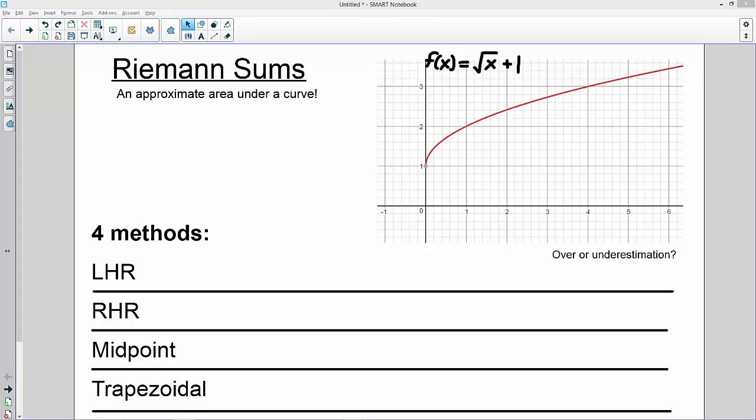So let's start with this easy function. I'm picking this function because we can really find the area under this curve exactly, and then we'll compare our approximate methods and see how close they get. So I've listed the 4 methods here. We're going to do all 4 on this picture here.